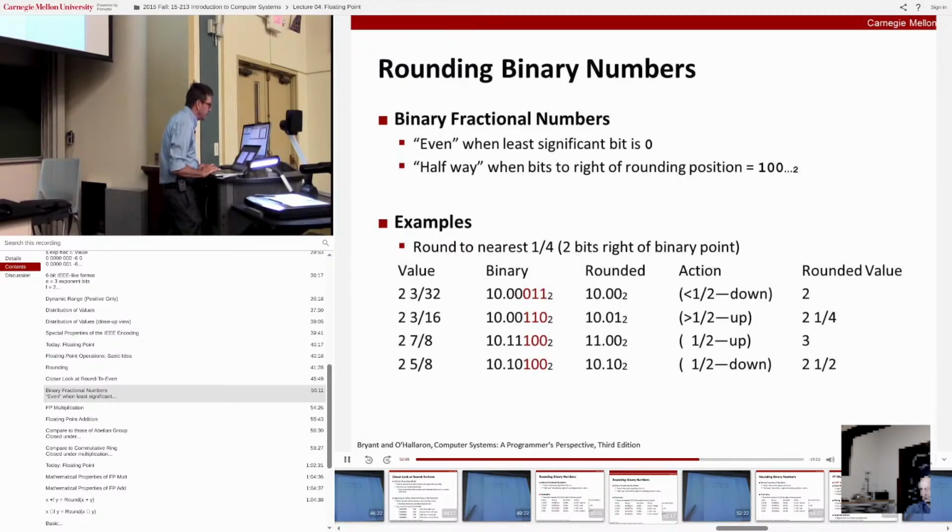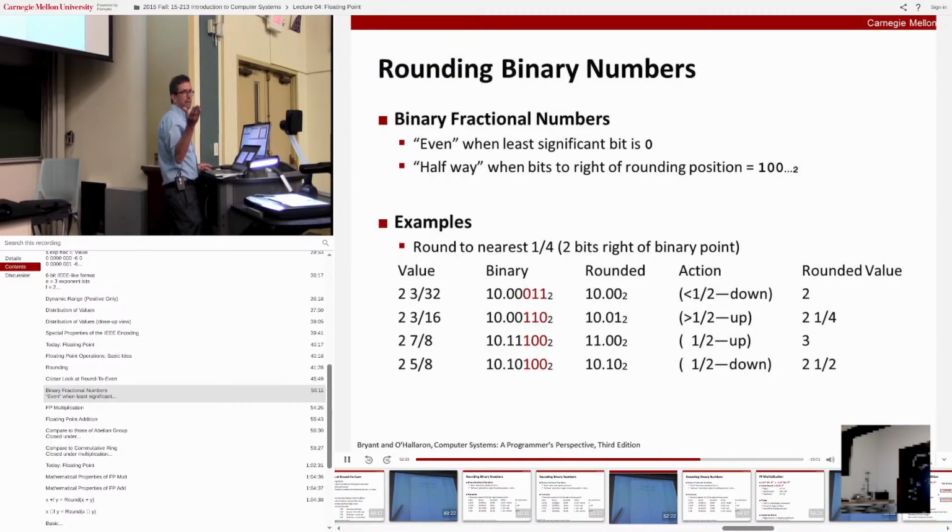Our next example is 10.00110. If we look at the bits to the right of the bit we're rounding to, since it starts with 1 and is not followed by all zeros, that's greater than half. So in this case we have to round up. The way we do that is we add 1 to this leftmost 1 right here, do the addition, and the result is 10.01.